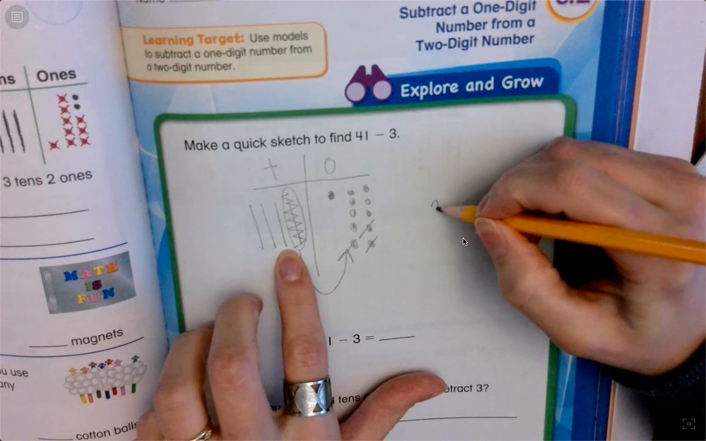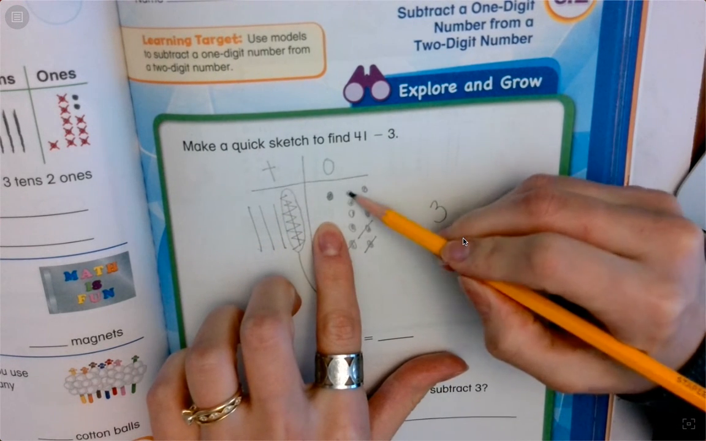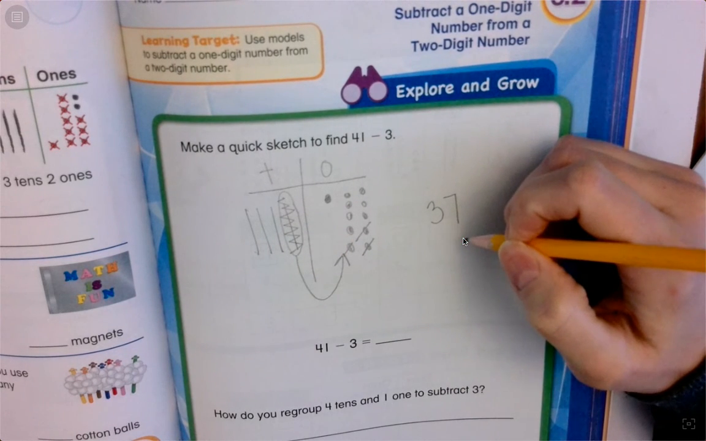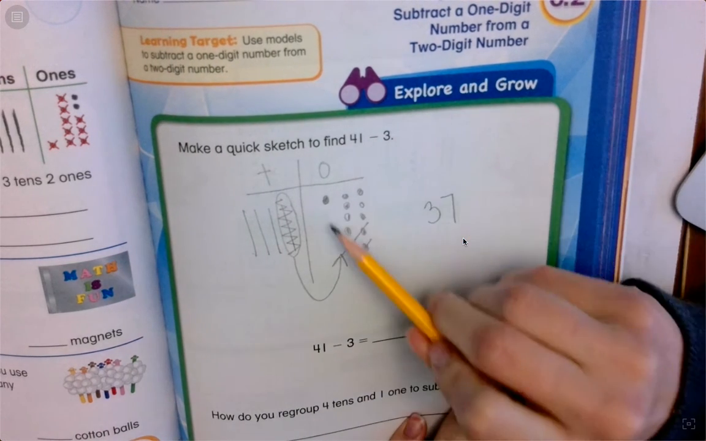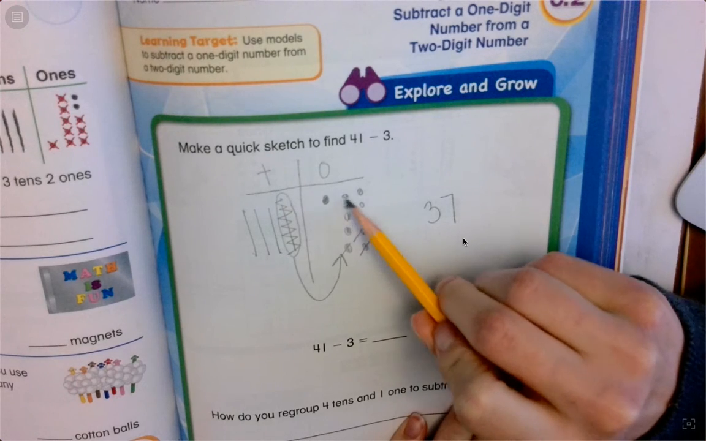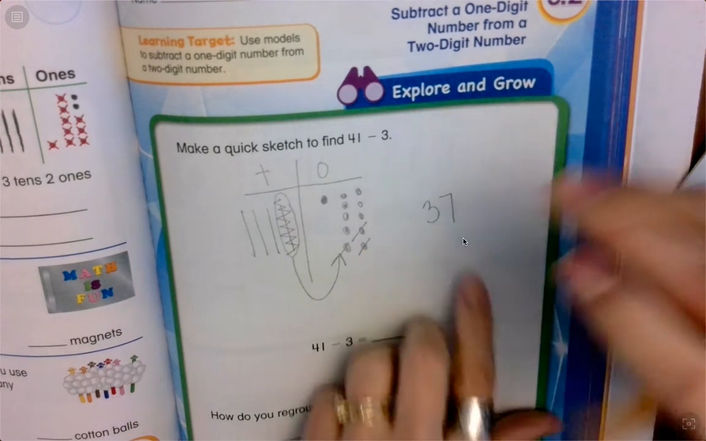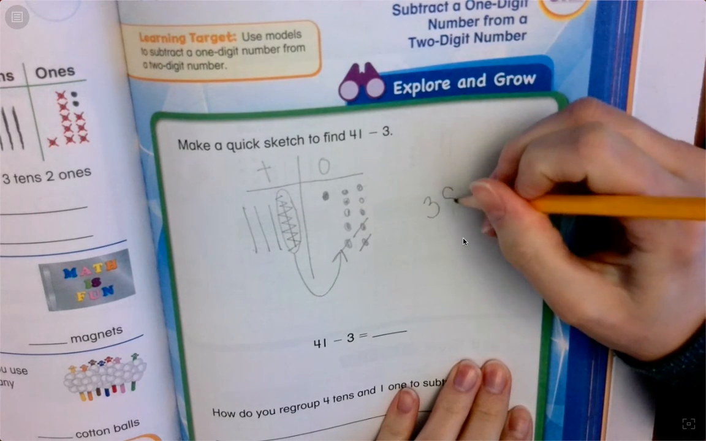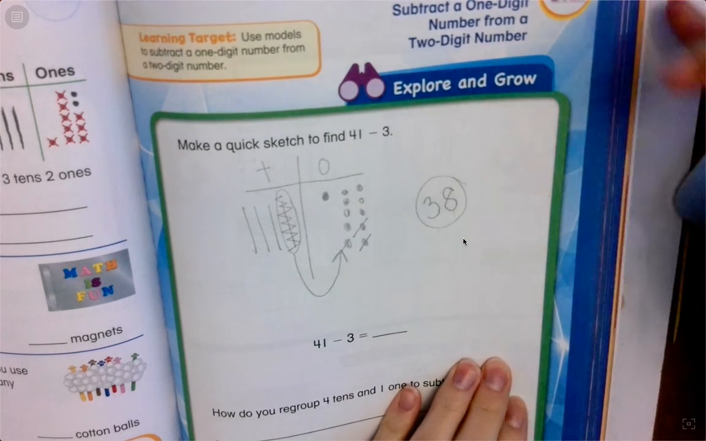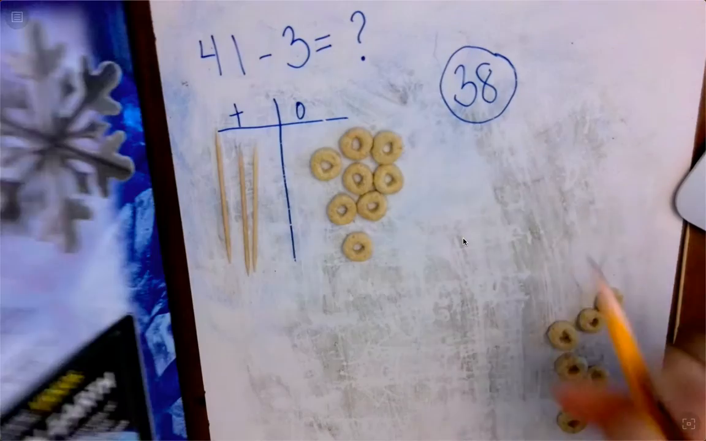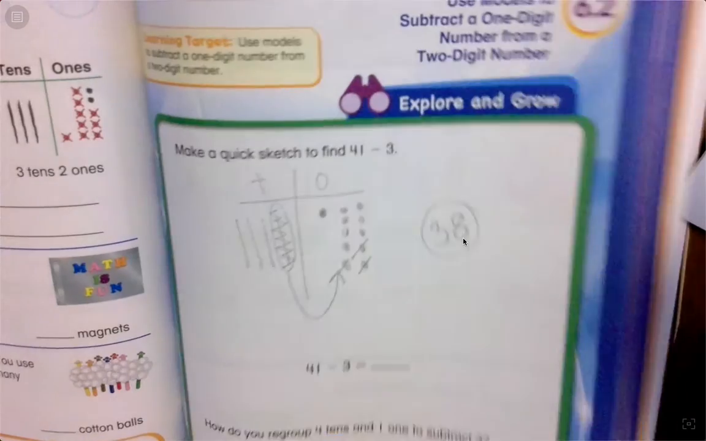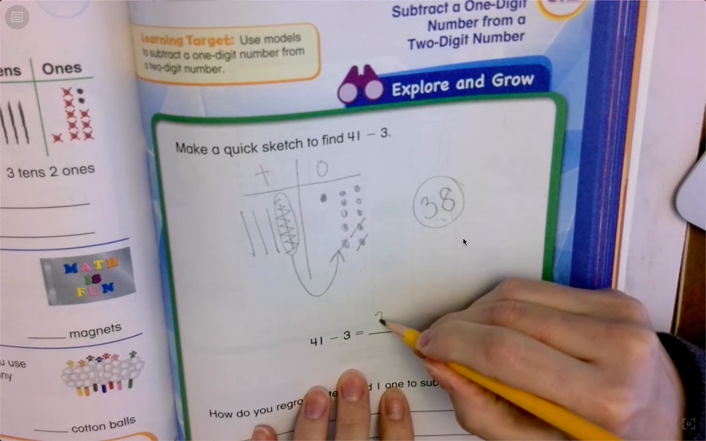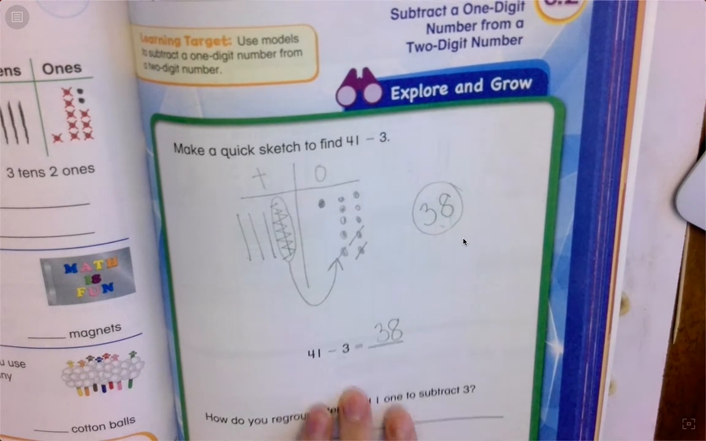30, and then 1, 2, 3, 4, 5, 6, 7, 8. That's what I thought. You gotta double check it, right? 38. And let's just make sure, right? 38. Perfect. So my 41 minus 3 is 38.